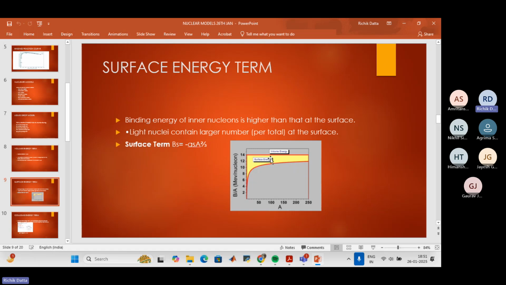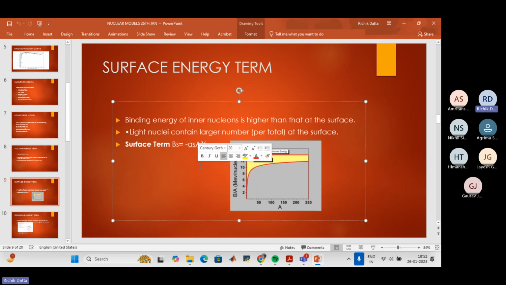Here you can see that the volume energy is almost constant. And if you look at the surface energy term, it will constantly increase with the increasing total number of nucleons. Here you can see that the binding energy per nucleon will constantly increase for the surface energy term.